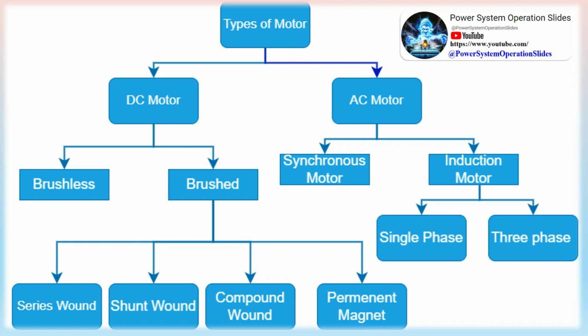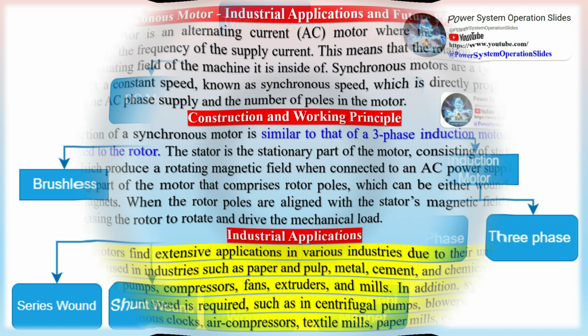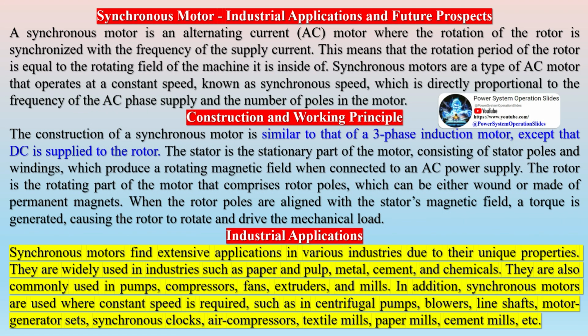Synchronous motors have several advantages and disadvantages that should be considered when selecting a motor for a specific application. They are highly efficient, offer high torque, and have a constant speed, which makes them ideal for certain applications. However, they are more expensive, have a limited speed range, and require external excitation. Synchronous motor in industrial applications and future prospects.